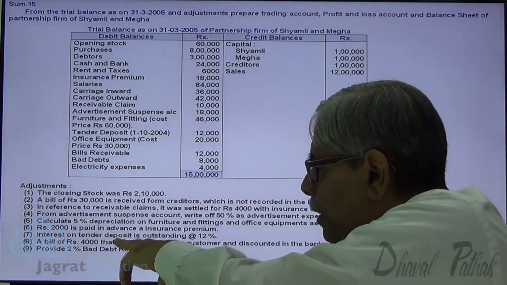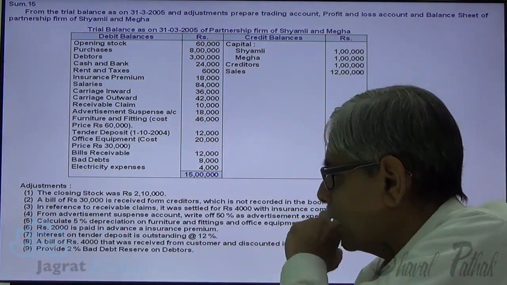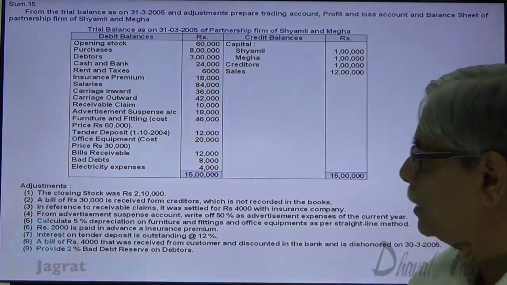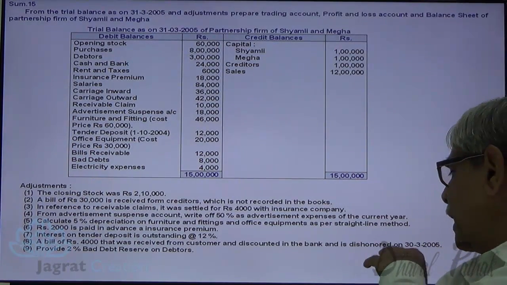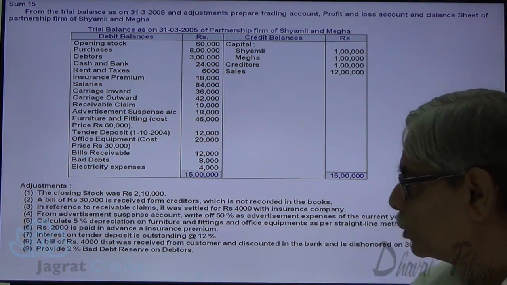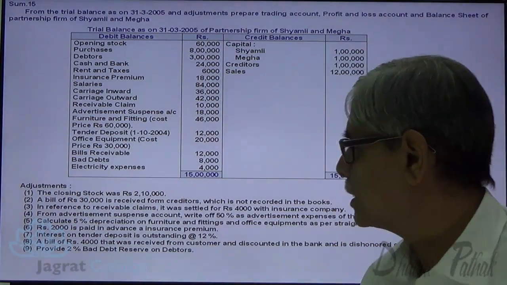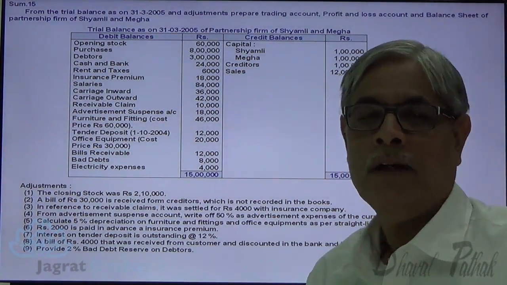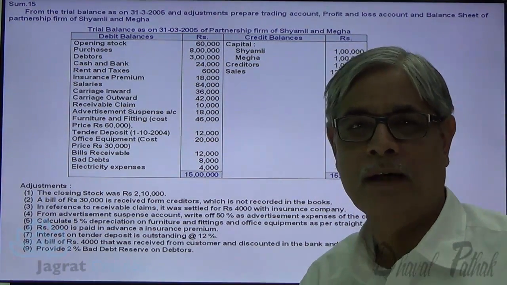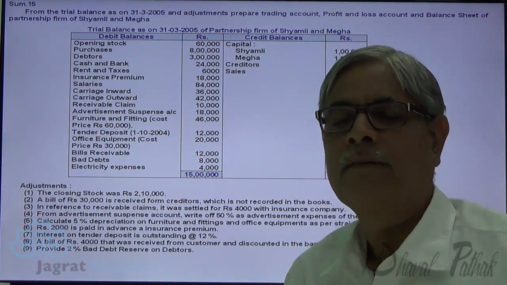Interest on tender deposit is to be calculated at 12%. A bill of Rs 4,000 was received from a customer, discounted in the bank and was dishonoured on 31/3/2005. Provide for bad debt reserve as 2% bad debt reserve on debtors. So these are the adjustments. Let us take all adjustments one by one. Let me explain it, then we shall solve the sum.